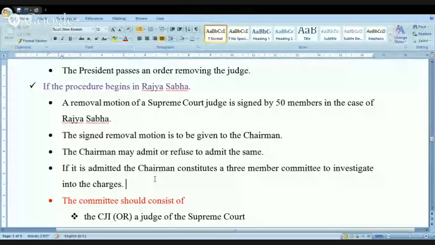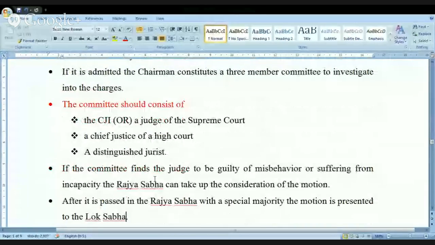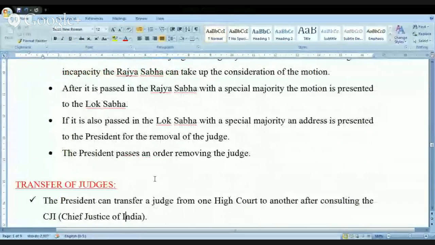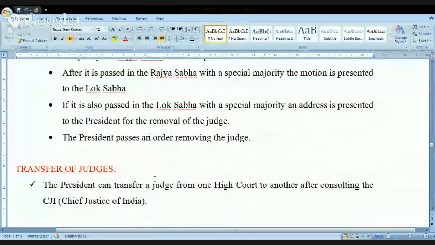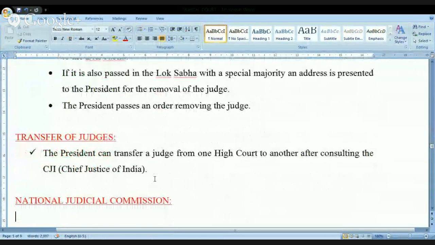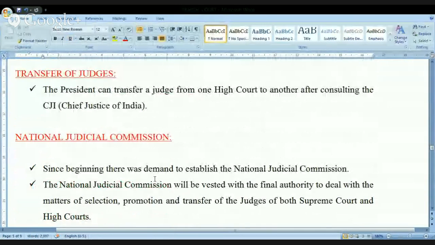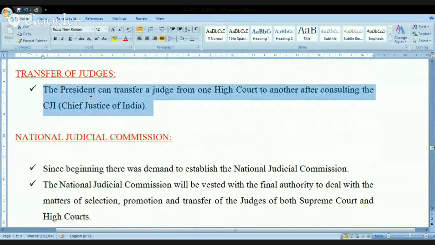So this is the same story, same points, and all the points are given in the notes on our site, that is kalyansir.net. Can you look at this? Look at this, the transfer of the judges. The judges can be transferred from one High Court to the other High Court by the CJI.